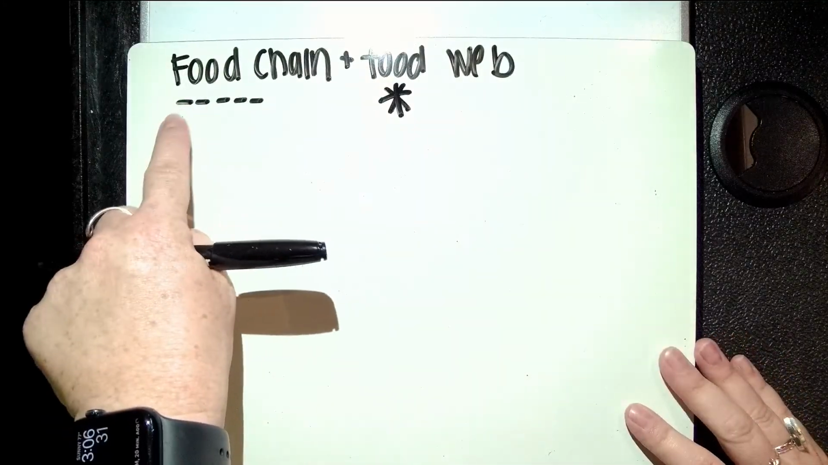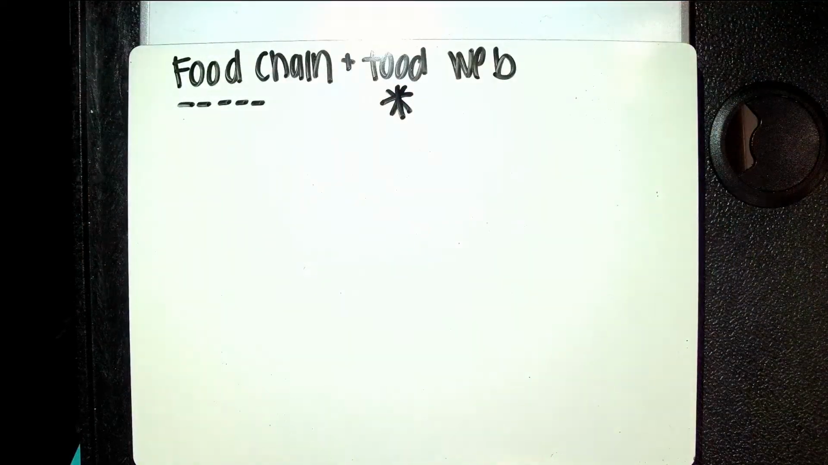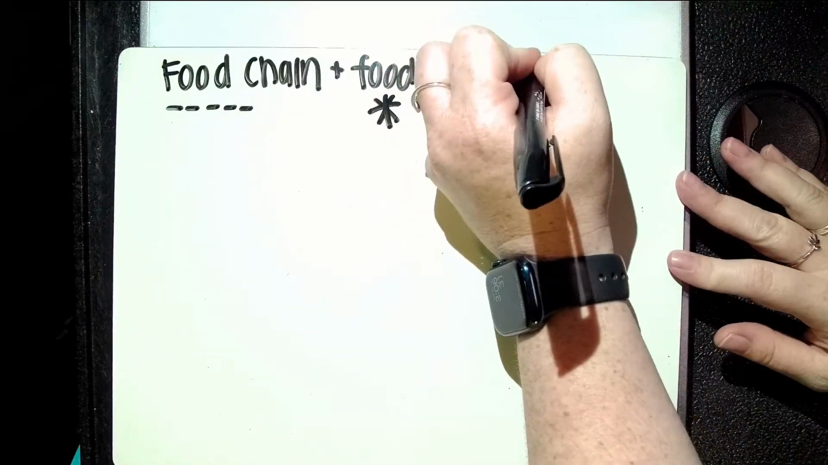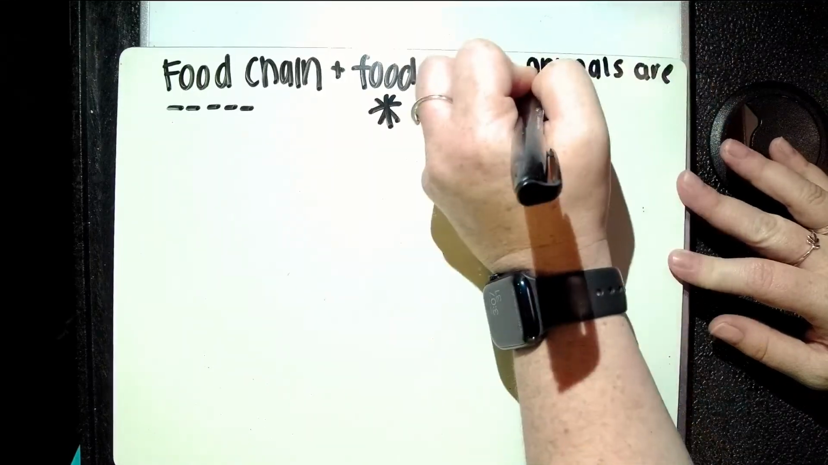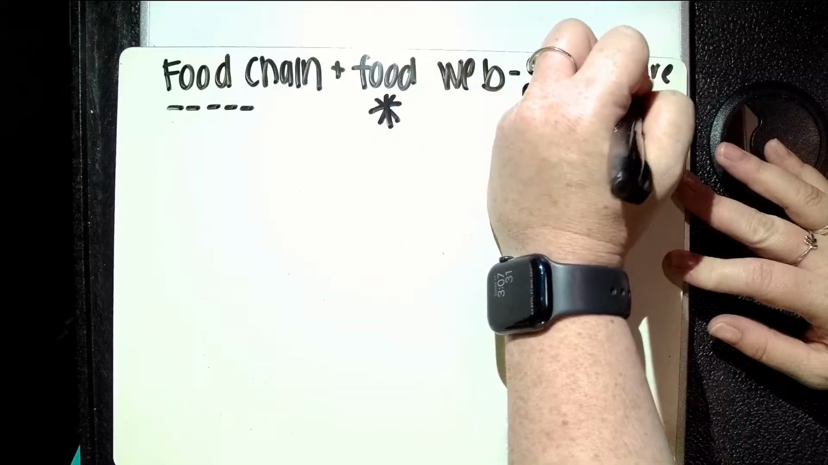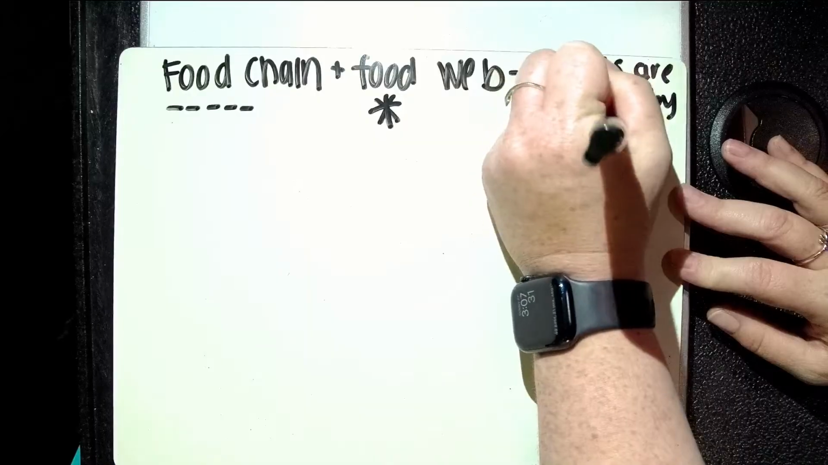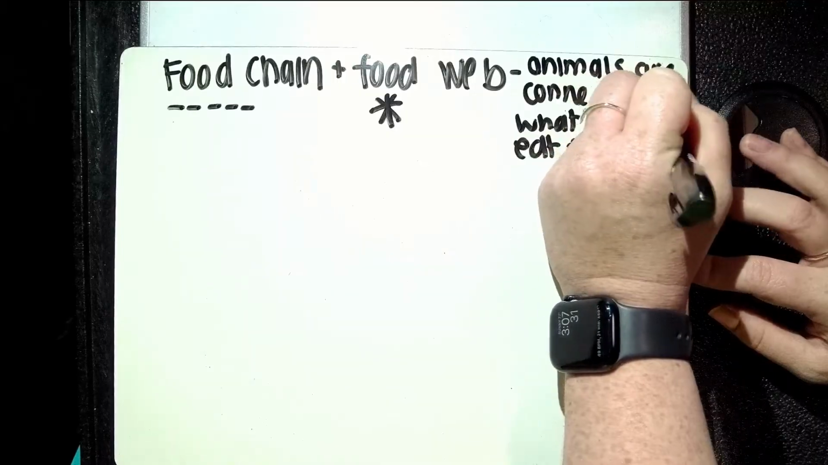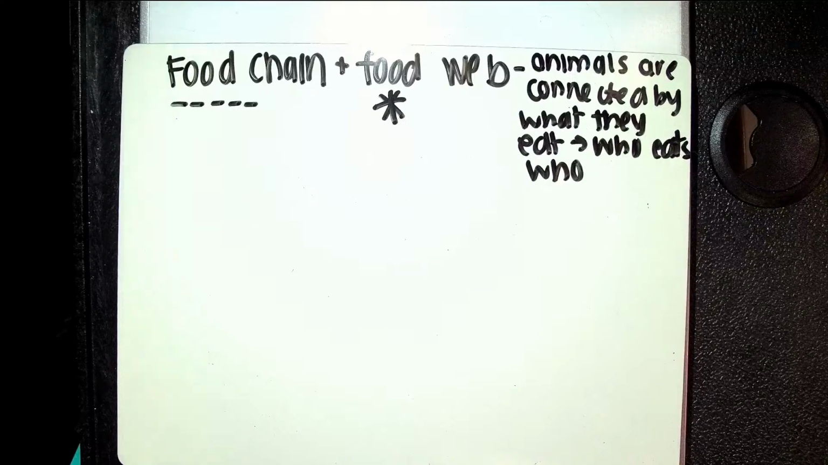So it would be one animal to the next, the next, the next, versus a web, which is going to involve a lot more animals. And we're going to build one later, and we'll kind of see the difference between them. So the food web and the food chain are how animals are connected by what they eat. Who eats who? All right, so that's our food chain and our food web.